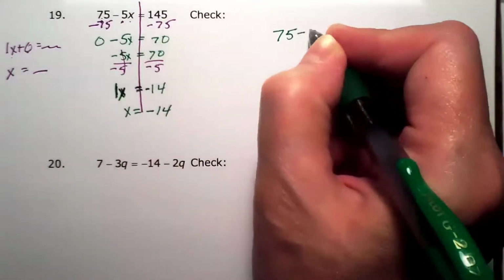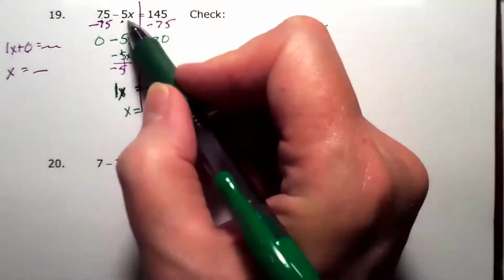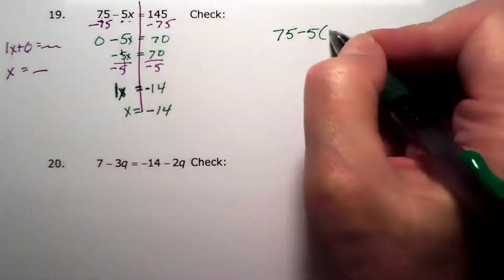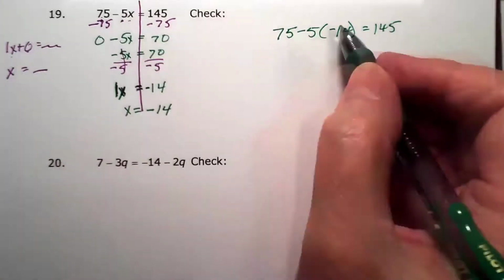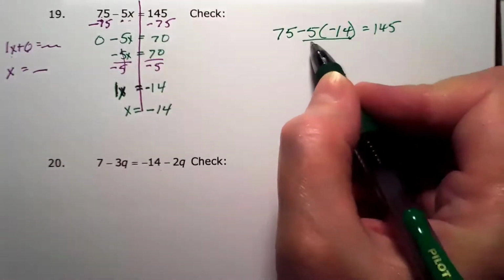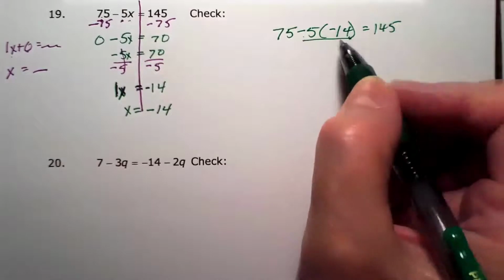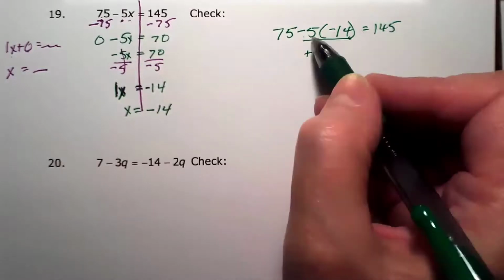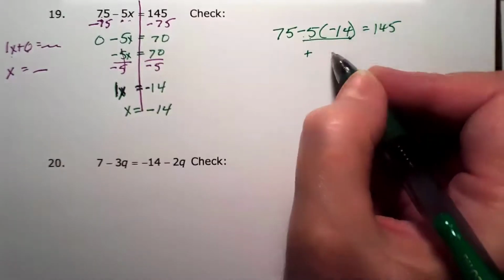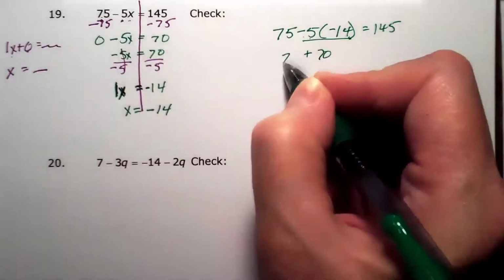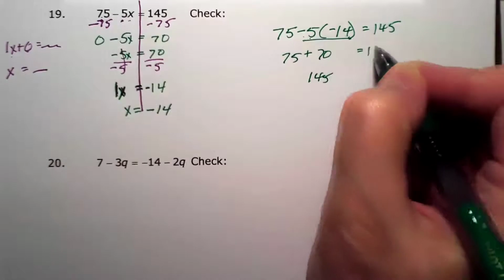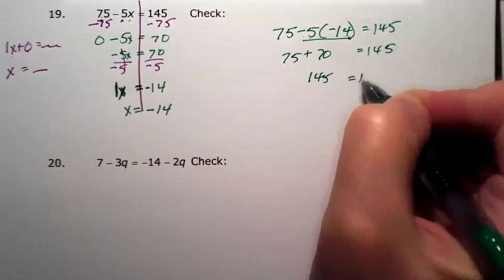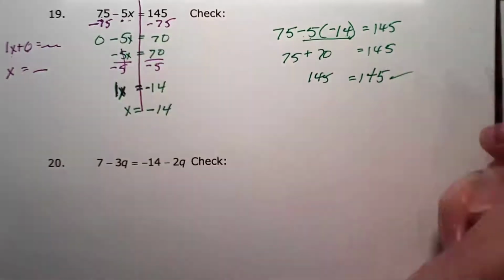To check my answer, I write out the equation, and instead of x, I put in the value that we decided x equals. And then I do the math. Order of operations means I would do this first. A negative times a negative is two negatives, so it ends up being positive. 5 times 14 is 70. So 75 and 70 is 145, which equals 145. So my answer checks. I know it's correct.